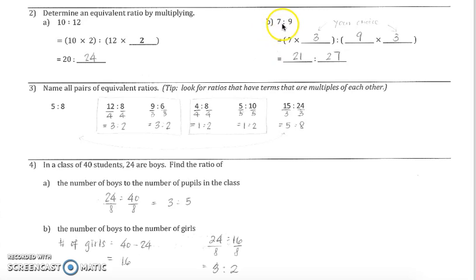B, you're given 7 to 9. You're free to choose whatever number you want to multiply these by, but they have to be the same. So I have chosen 3. So 7 times 3 is 21, 9 times 3 is 27. So 21 to 27 is the same as 7 to 9. If you have picked something else, let's say you pick 4, you'll have 7 times 4, 28, to 9 times 4, 36. They are all the same. You have many different possibilities here.